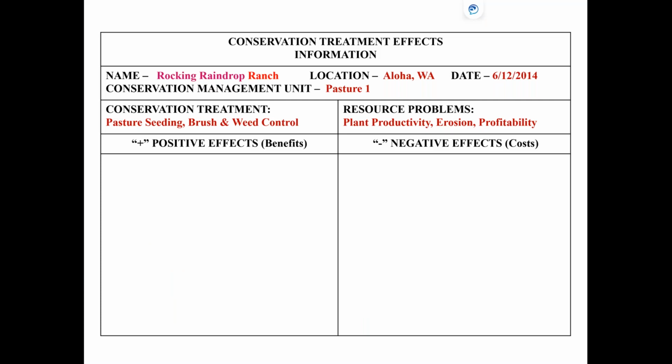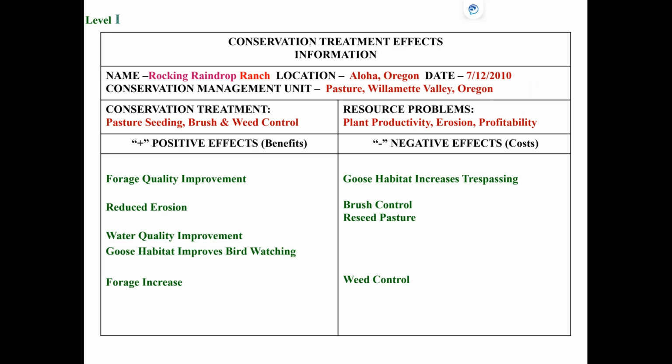So we have the Rock and Raindrop Ranch, and they have a pasture. In pasture 1, they want to do a seeding, brush treatment, and some weed control. Okay, we start out with some positive effects: forage quality improvement, reduced erosion, water quality improvement, goose habitat and improvement, and bird watching, increased forage. Those are the positive parts that the landowner can see would happen if he did some pasture seeding, got rid of some of the brush, and did some weed control.